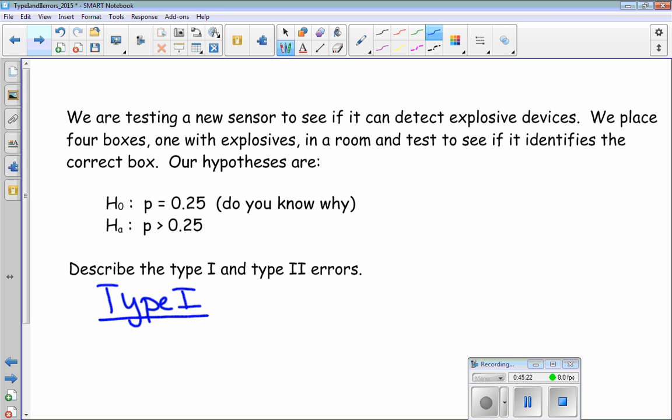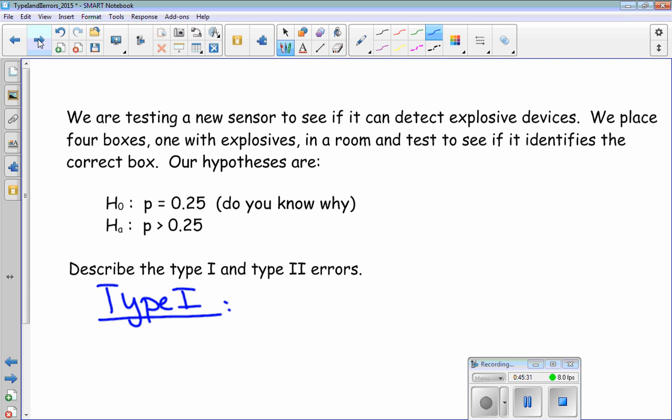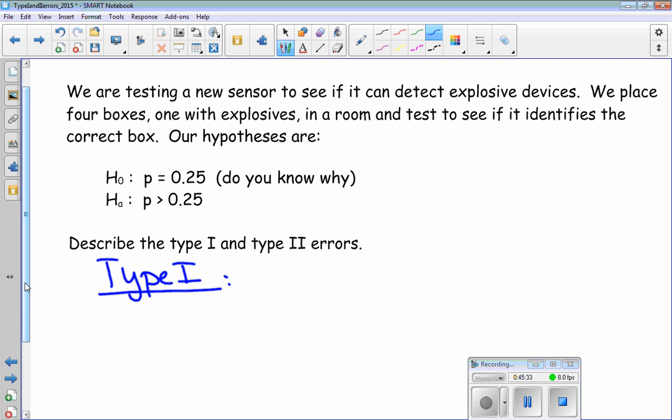Remind me what a type 1 error is again. If we need to go back to read it, we can. We reject the null, but it's true. So we reject this. We say what in the context of the problem? Okay, let's think about this. Well, we actually don't even have to be specific about the 1 box thing. We can just say, does the test work or not? We say it works and it doesn't, or we say it doesn't work and it does. Which one's happening here?